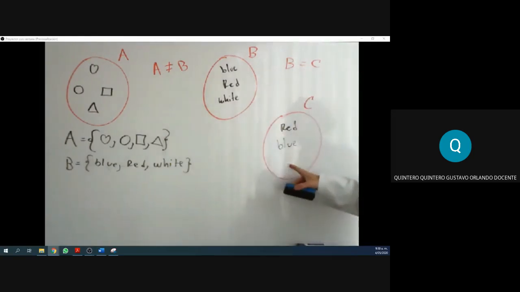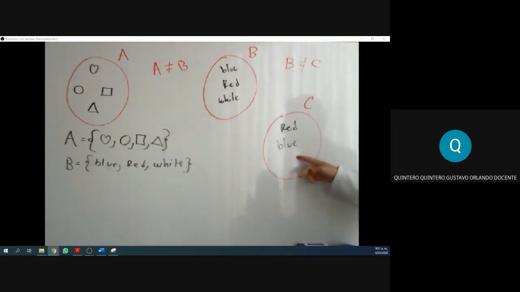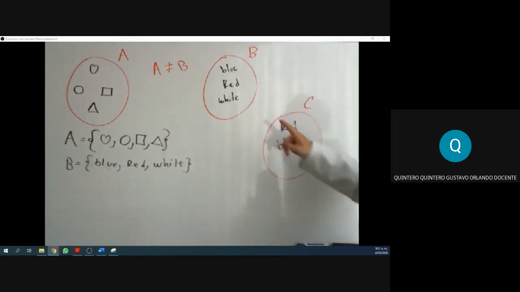All right, let's continue. Let me erase here a white. If I erase the white, the element white in set C, I have to go like this. These two are not the same, right? Because this one has 3 elements, this one has 2 elements. So of course they are not the same. All right, let's continue. But these two share a characteristic.